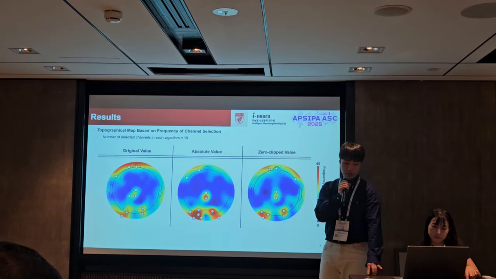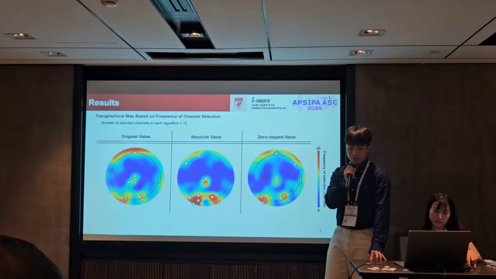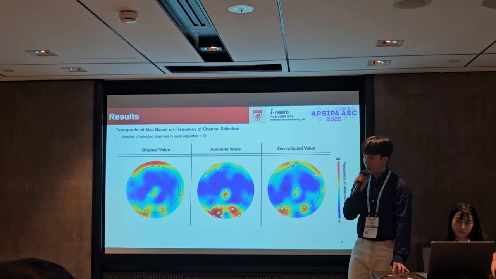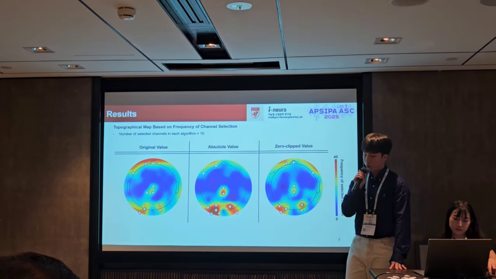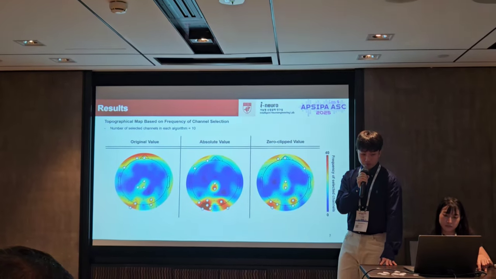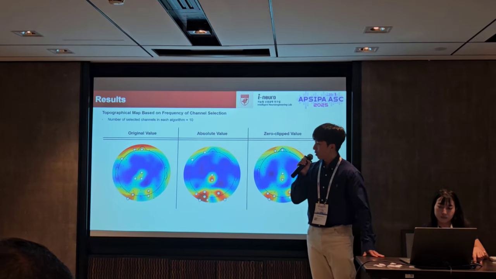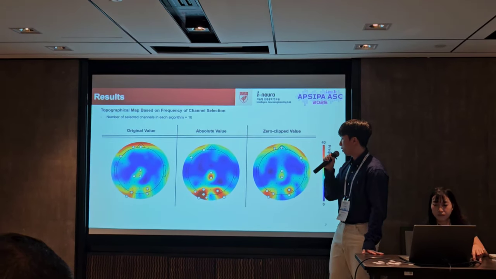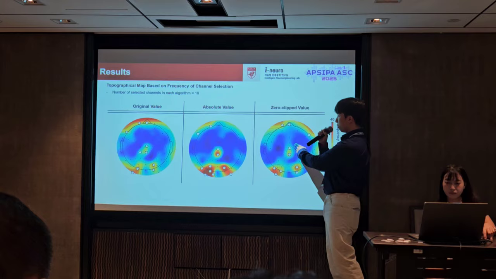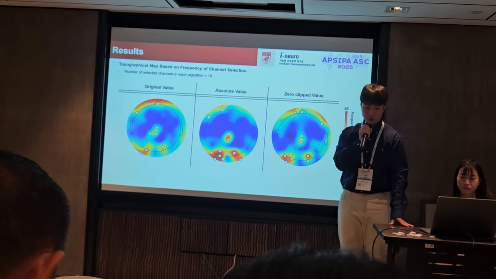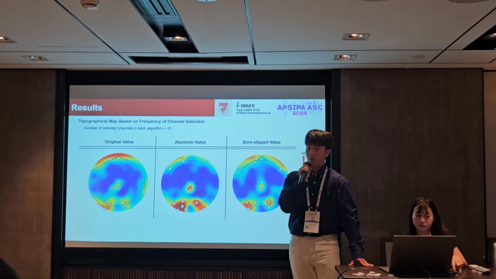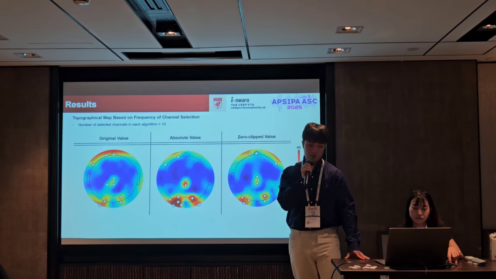And this figure presents the frequency of selected EEG channels when 10 channels were selected. Across all strategies, the most frequently selected regions were concentrated in occipital, central, and prefrontal regions, which were related to the difference between MDD and HCs.